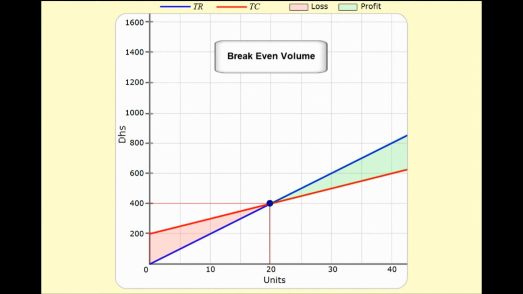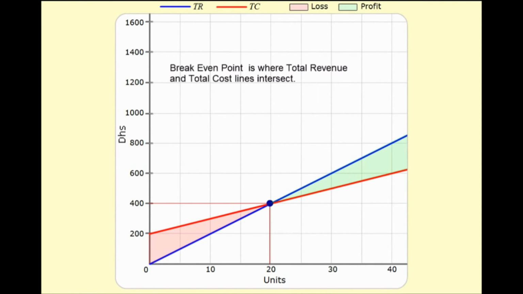Break-even volume is what I want to talk about now. The break-even volume is a specific number, and it refers to the number of units that you need to sell so that the total revenue equals total cost. Where the total revenue and total cost lines intersect is the break-even point, and the volume there is called the break-even volume. And this is a very important concept.